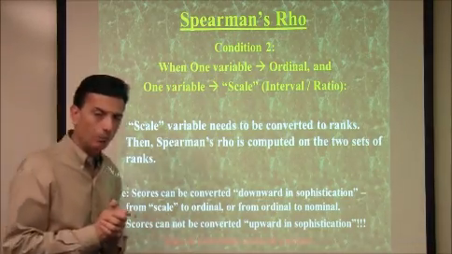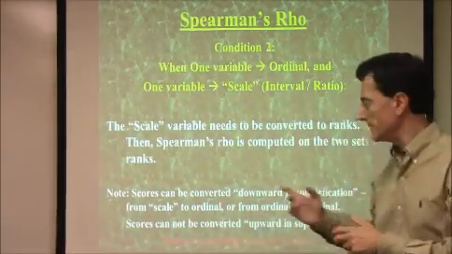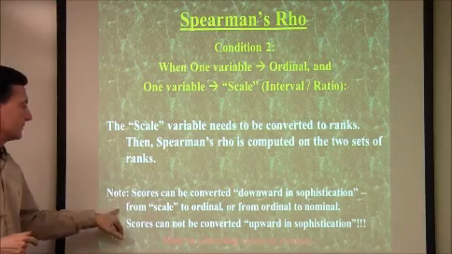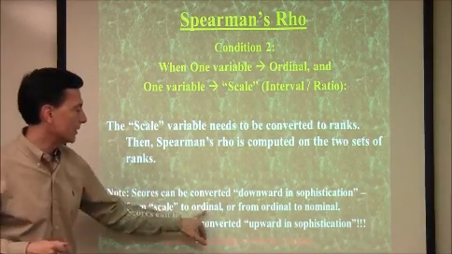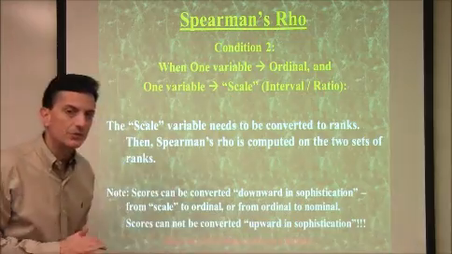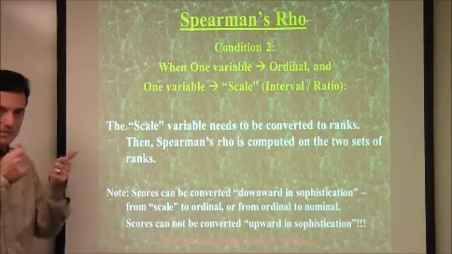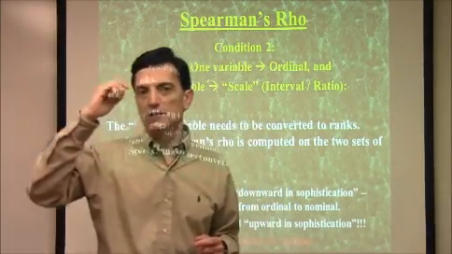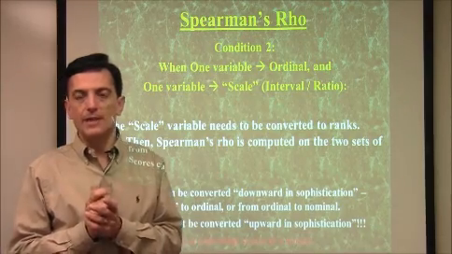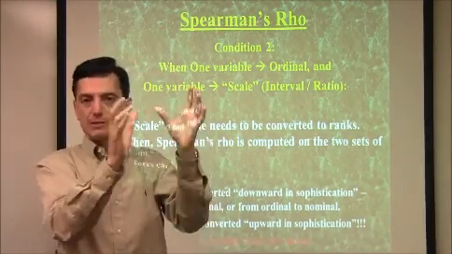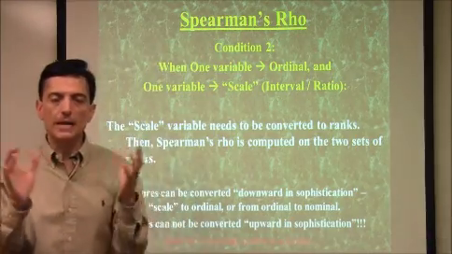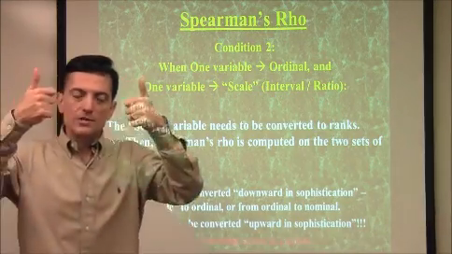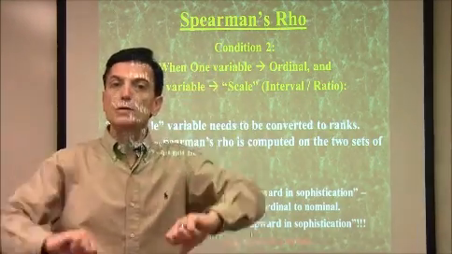A note about that I hope will be intuitive to you. Scores can be converted downward in sophistication from scale down to ordinal, or from ordinal down to nominal. Scores cannot be converted upward in sophistication. So for example, if I have something that's measured on a ratio scale, I can choose to unpack that in such a way that I can say, well, this one would have a better rank than that one, and this one would have a better rank than that one. But if I only have things ordinally measured, I really don't know what the interval is between them. So I can't go upward in sophistication, upward in precision, but I can always go downward.